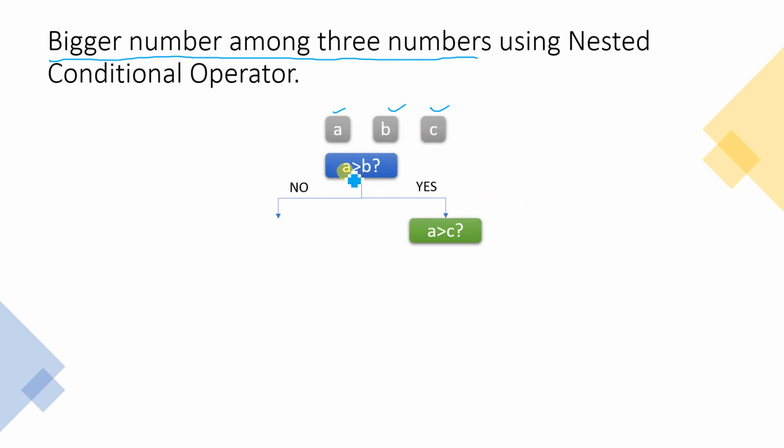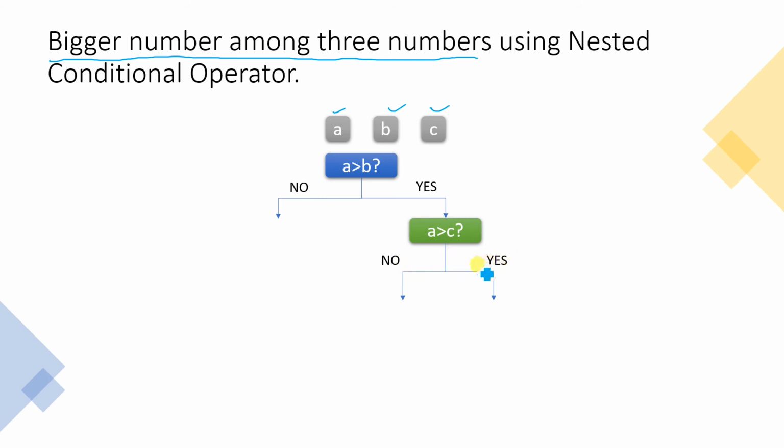First, we have already known that A is bigger than B. Now we have to check whether A is greater than C or not. If A is greater than C, obviously A becomes bigger. So whenever we check this condition, A is greater than C or not, two situations will come: either it will be bigger or it may not be bigger.